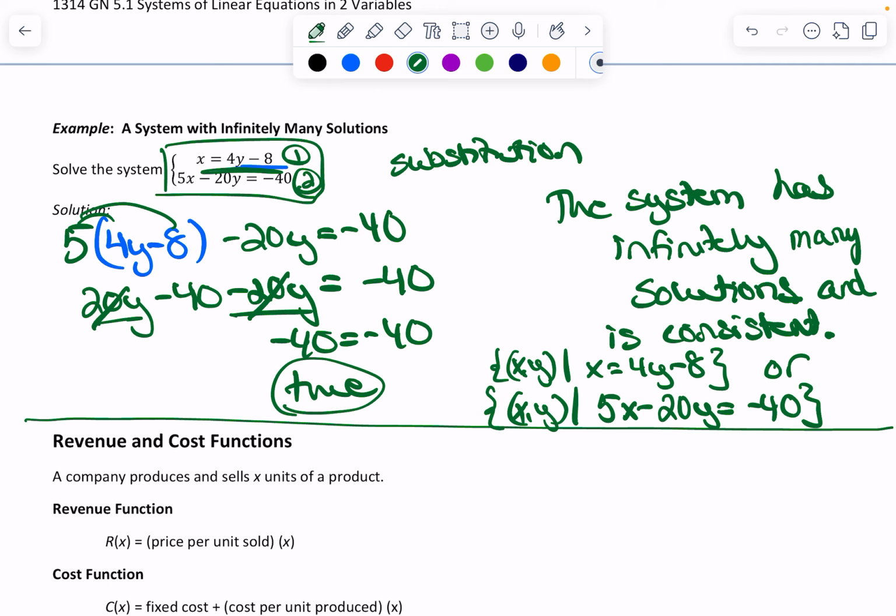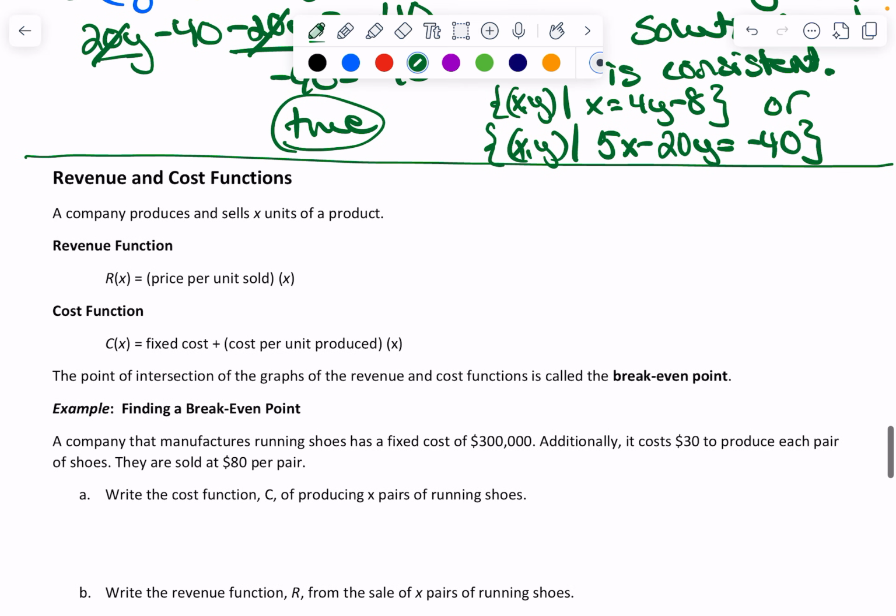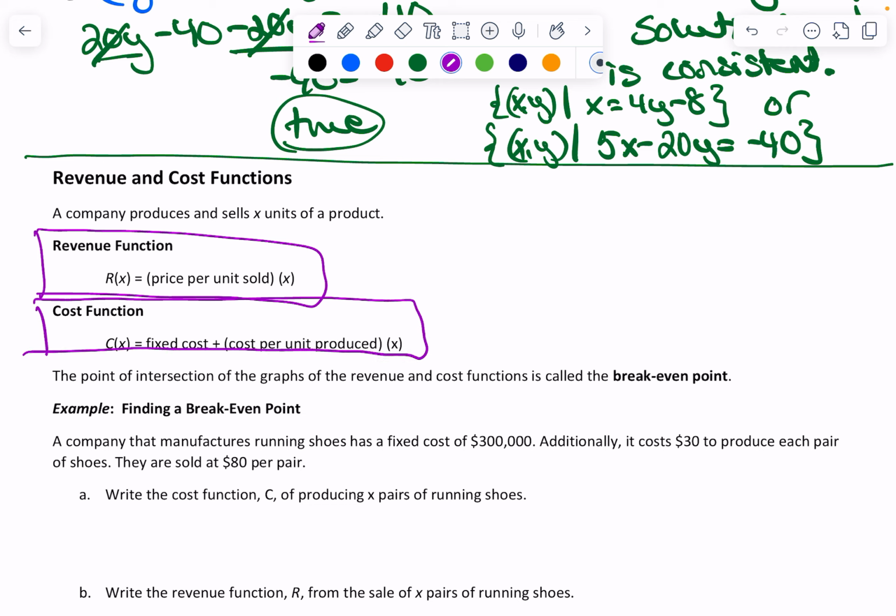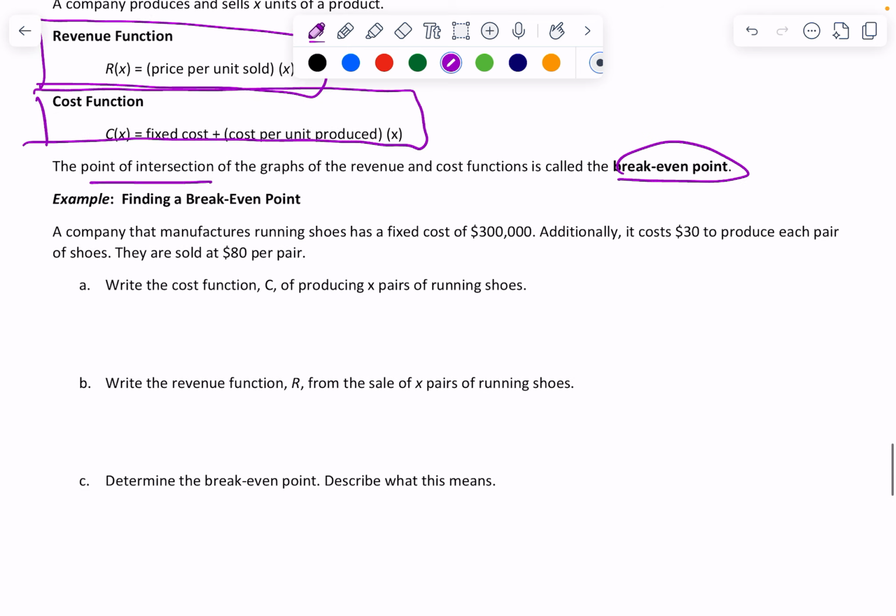Okay, next thing that we're going to look at is an application. A company produces and sells x units of a product. We have a revenue function, R of x equals price per unit sold times x. And we have the cost function, C of x equals fixed cost plus cost per unit produced times x. The point of intersection of the graphs of the revenue and cost functions is called the break-even point. So our example is to find the break-even point.